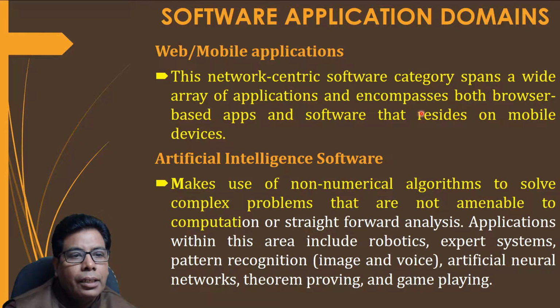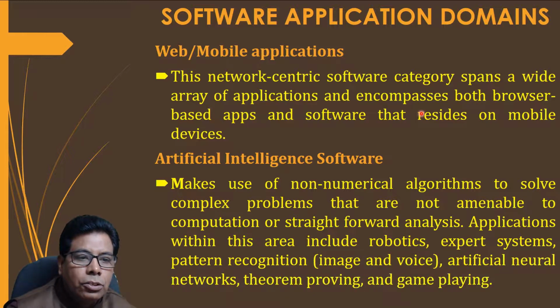Then next is AI software, artificial intelligence. It makes use of non-numerical algorithms to solve complex problems that are not amenable to computation or straightforward analysis. Applications include robotics, expert systems, and pattern recognition. Pattern recognition again includes image recognition, voice recognition, or speech recognition. Then artificial neural networks, ANN. That again includes some applications for, say, medical, for detection of different diseases from the patterns.